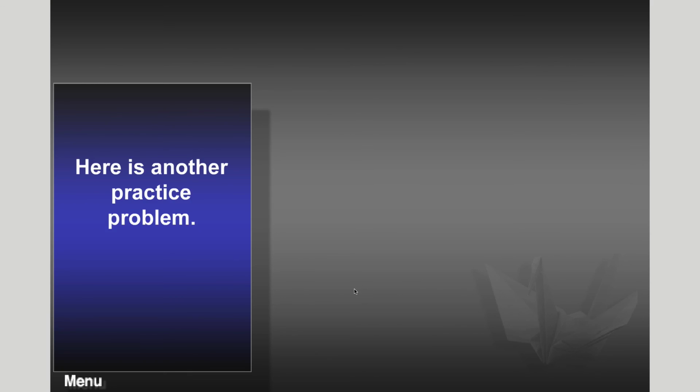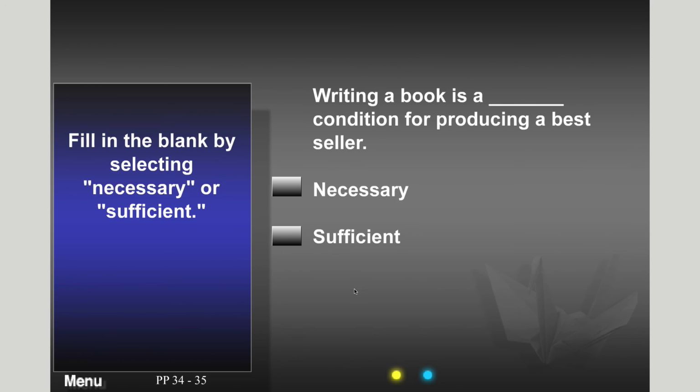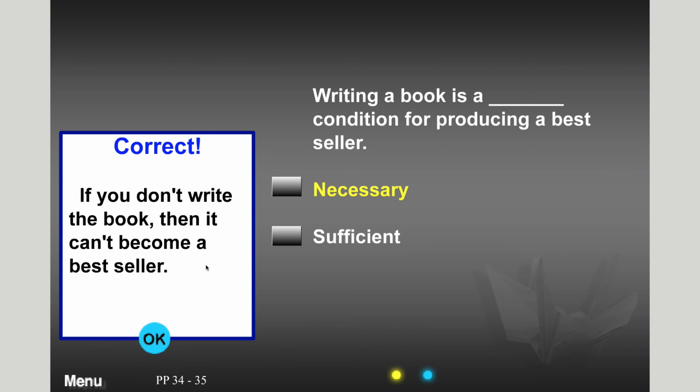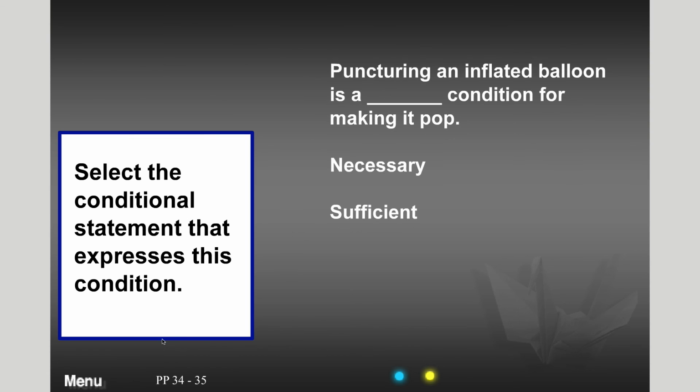And so another practice problem. Writing a book is a blank condition for producing a bestseller. If it is a necessary condition, it's the least you need to do. If it is a sufficient condition, it's all you need to do. Well, if you write a book, that doesn't mean you're going to produce a bestseller. But it's necessary that you write the book in order to produce a bestseller. If you don't write the book, then it can't become a bestseller.